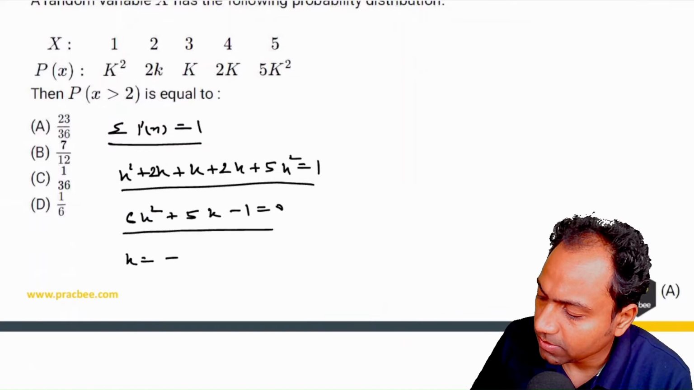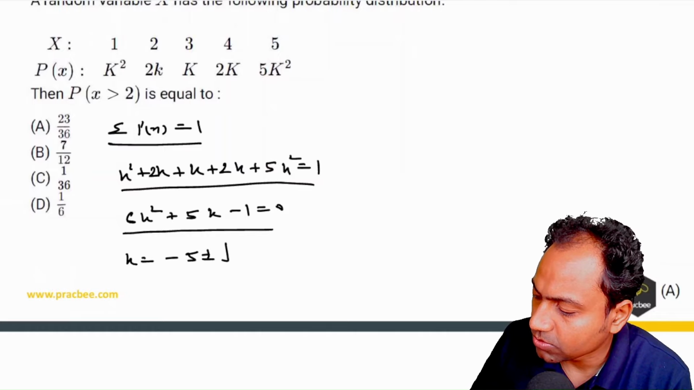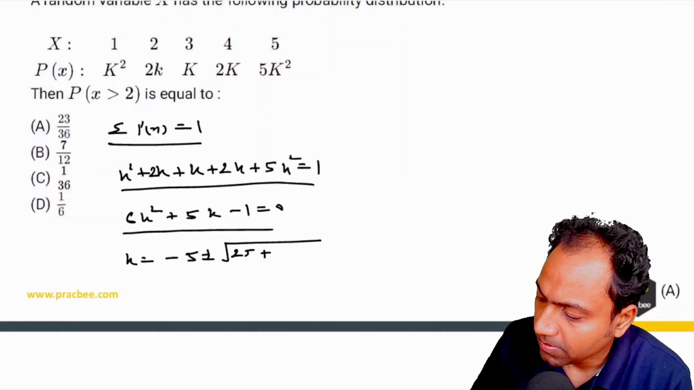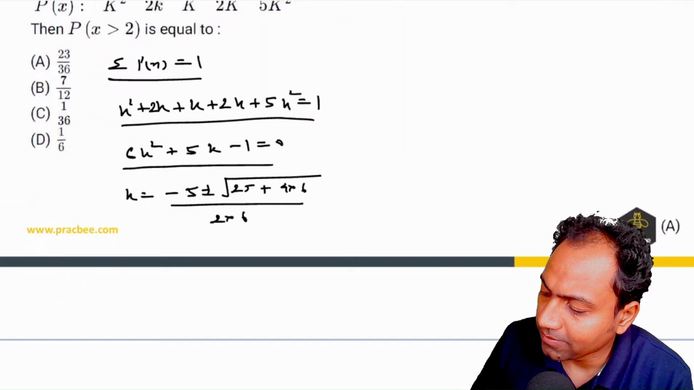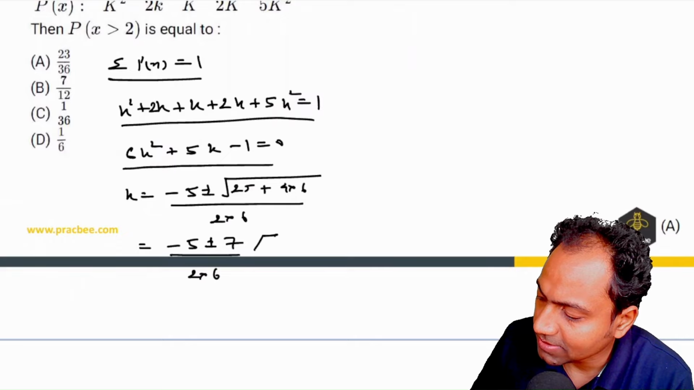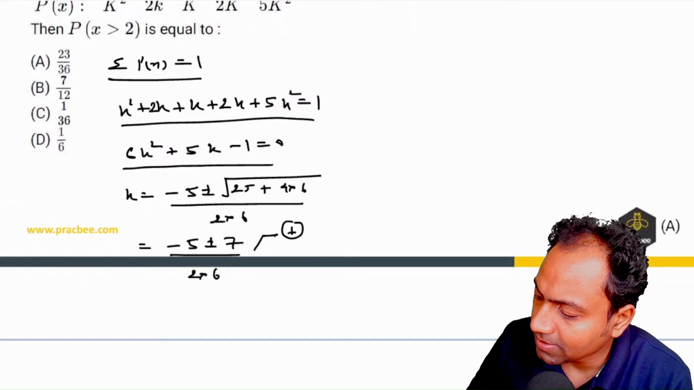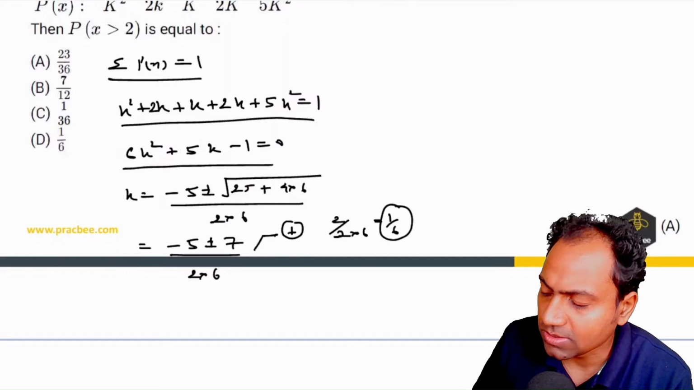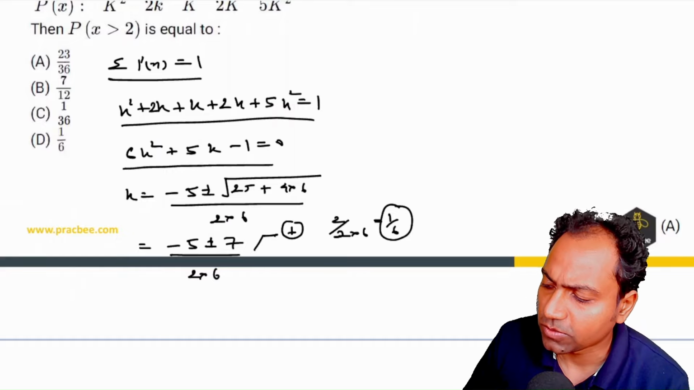It comes out to be minus 5 plus minus root of b square minus 4ac by 2a. So what you get from here is minus 5 plus minus 7 by 2 into 6. If I take the plus sign, because obviously probability cannot be negative, this becomes 2 by 2 into 6, which comes out to be 1 by 6. So this is the value of k that we are getting. This is the first part of the question.